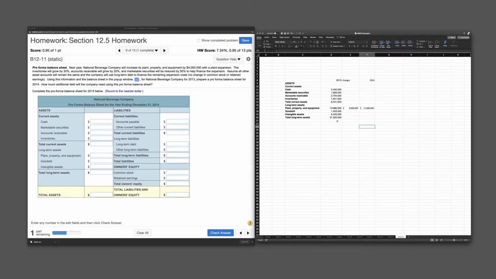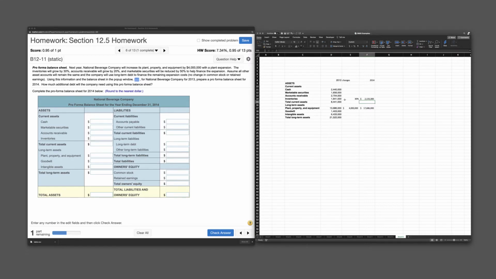for equipment. Next, looks like we're going to grow our inventory by 30%. So if we go to our inventories, we know there's going to be an increase of 30%. So we'll take our inventory and we're going to basically increase it by 30%. So 1 plus the 30%.